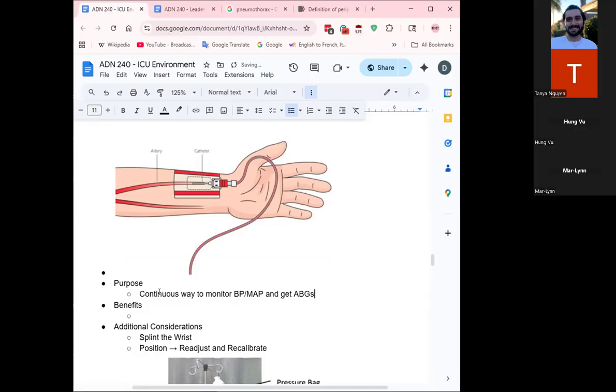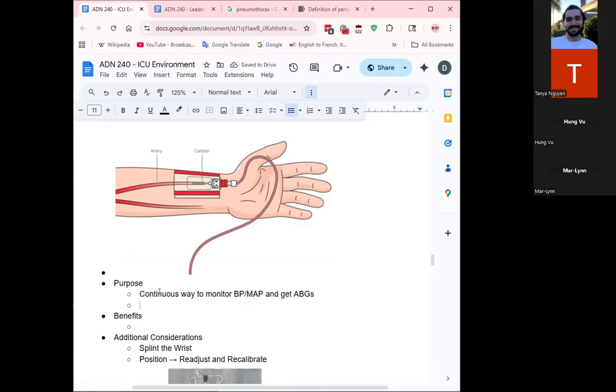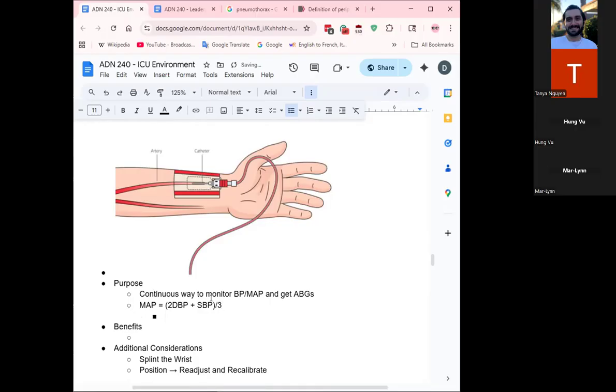Perfect. So what is the formula? Some monitors might automatically calculate it, but you will have to calculate it yourself on your test. The formula for MAP, you're saying? Yes. Go ahead. It's the diastolic times 2, then you add the systolic and you divide by 3, right? Yes, correct. You're 100% going to want to know that. You will probably have questions where they give you the blood pressures and you're supposed to calculate the MAP, and they're not going to provide you the formula, so you're going to want to have that memorized.